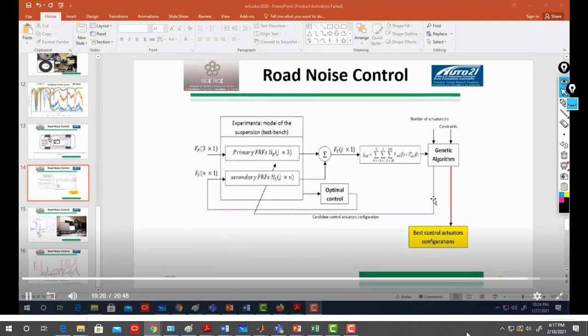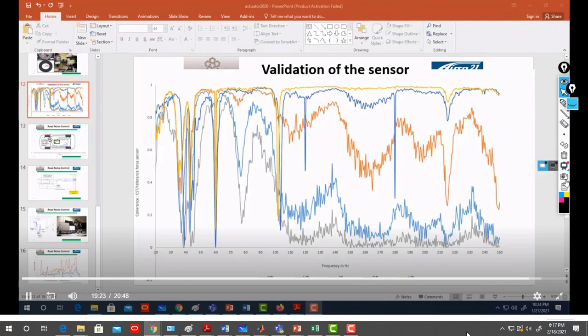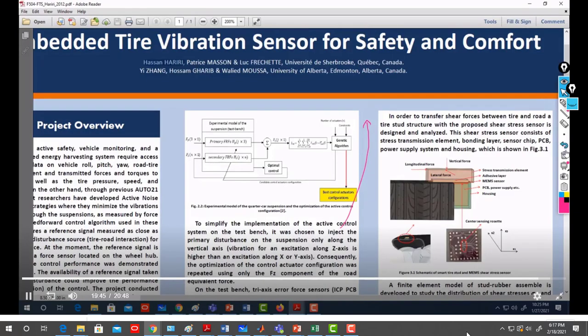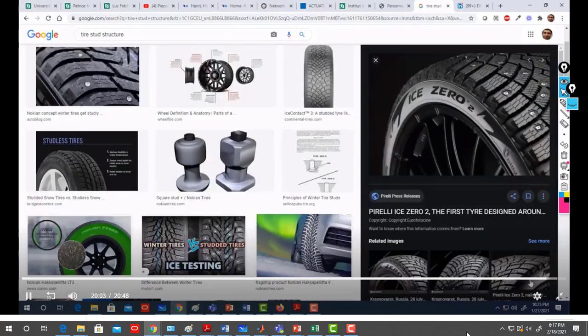As future work, I recommend improving the sensitivity of the strain sensor to really reach high coherence at a good road noise profile. I also recommend testing the type of sensor developed by Professor Walid Musa and his team at the University of Alberta, on which they are using a stud-like sensor, so it could be integrated as a stud on the tire and used to measure the road noise.